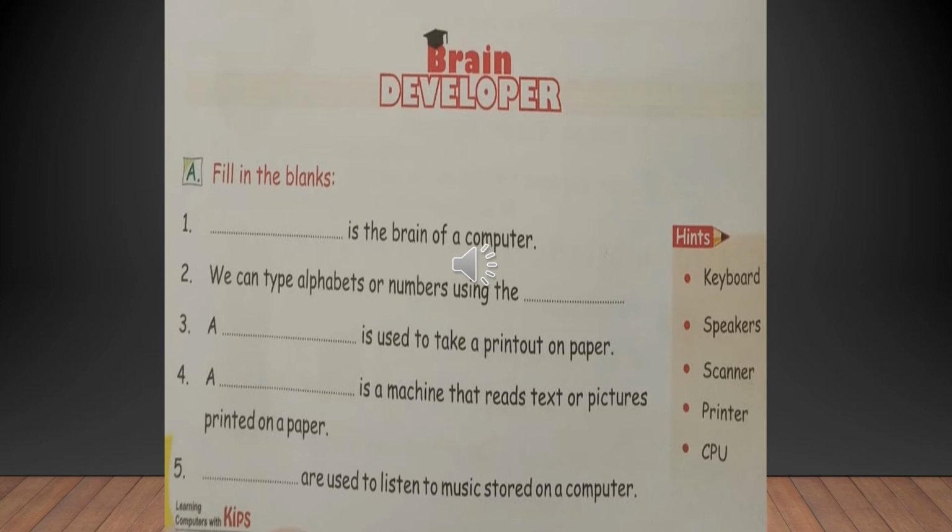Number 1. A dash is the brain of a computer. Second, we can type alphabets or numbers using the dash. Third, a dash is used to take a printout on paper. Fourth, a dash is a machine that reads text or picture printed on a paper. Number 5, dash are used to listen to music stored on a computer. There are 5 questions given in your exercise. You have to do it. You have to read the lesson again, then only you will be able to do it properly without any help.